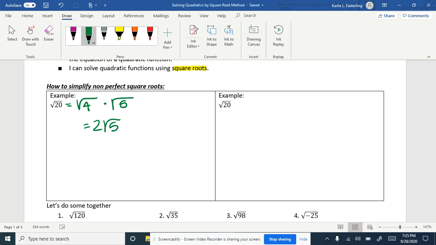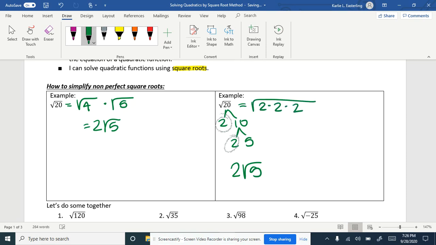So the other way that I like to do it is to make a factor tree. So 20 divided by 2 is going to give me 2 and 10. And 10 divided by 2 is going to give me 5. And there's several ways you can do it at this point. You can circle the things that you can pull out, because remember, you have to have a pair to pull out. So you could just straight know that it's 2 square root of 5, or I like to rewrite it as 2 times 2 times 5. And then I see that I can pull out those two 2's and get 2 square root of 5.